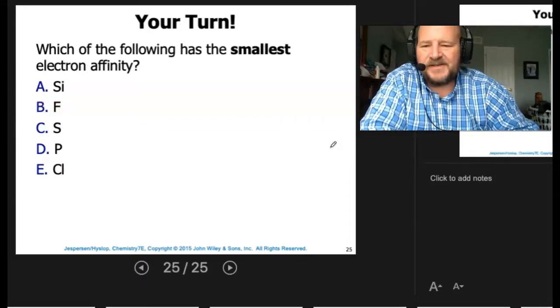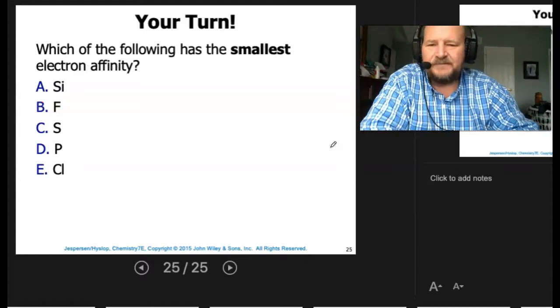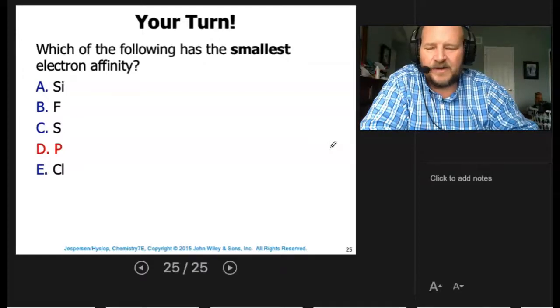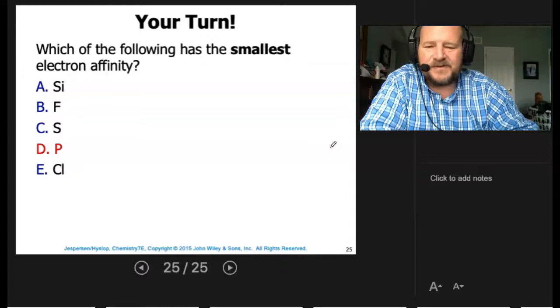Which of the following has the smallest electron affinity? Out of these, it's going to be phosphorus. And again, you might want to draw out a periodic table real quick, or just grab your periodic table and look at where they are. Don't worry too much about numbers. What we're going to be looking at is trends here. So don't spend a lot of time with numbers. Just think about how the periodic table works as trends.